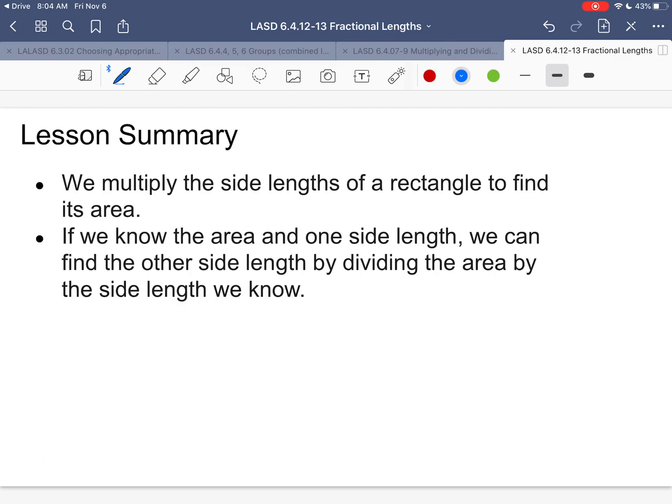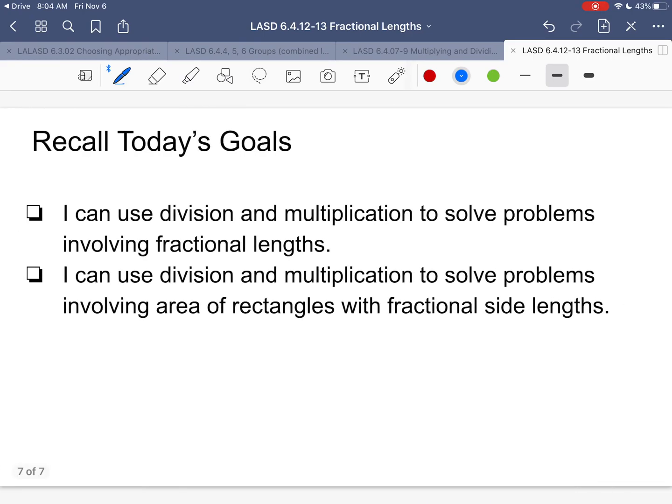So to summarize, we multiply the side lengths of a rectangle to find the area. And if we know the area and one side length, we can find the other side length by dividing the area by the side length that we do know. So today we used multiplication and division to solve problems with fractions and to find area and to find side lengths. And that's the end of today's lesson.